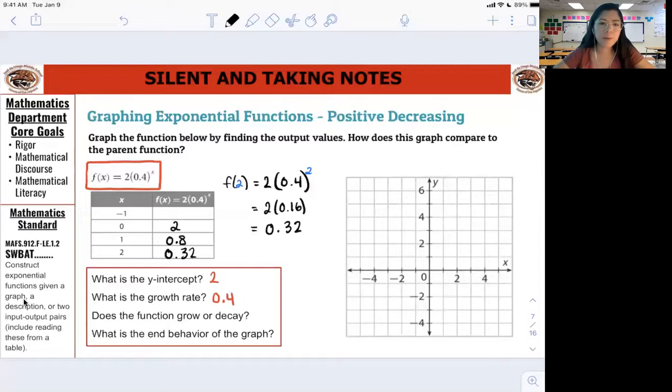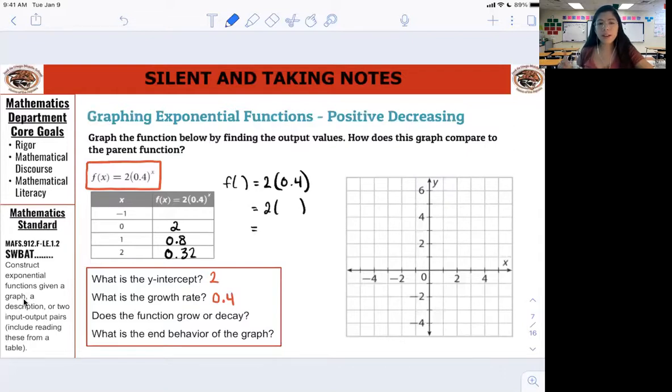Just by looking at the pattern, what seems to be happening? It's growing, but at a slower rate. So is it growing? Juan says it's decaying. Do we agree? Oh, I'm sorry, I was going from the top to the bottom instead of from the bottom to the top. So what happens as you go down? 2, then you go down, you get 0.8, you go down, you get 0.32. Those numbers are getting smaller and smaller and smaller. So it is decaying.